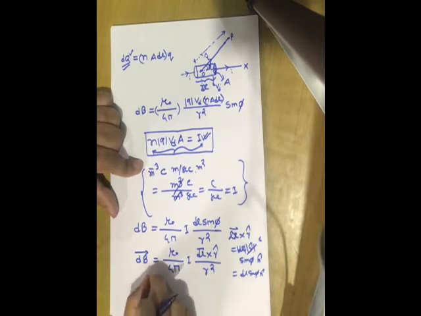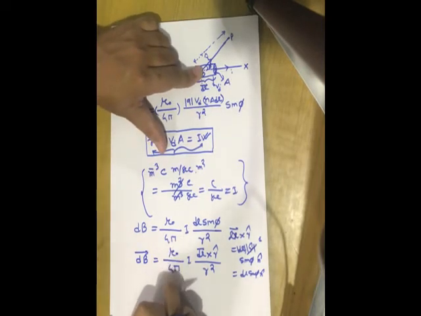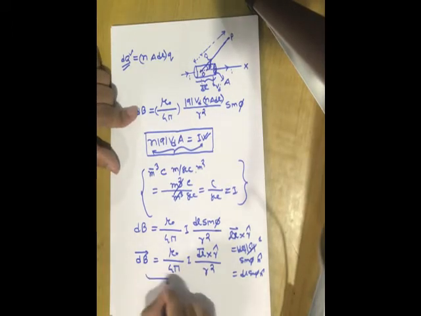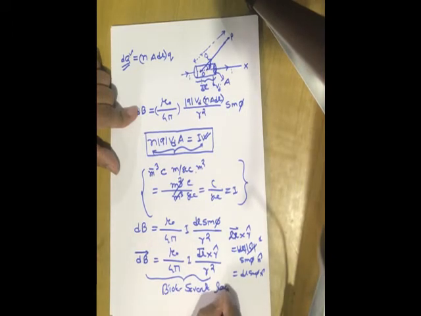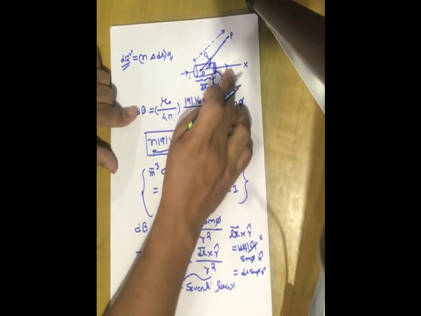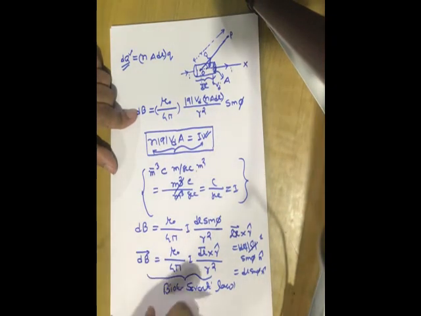So in vector notation, if the current element dl is carrying a current I, then the magnetic field at a distance r from the center of that element is given by mu naught divided by 4 pi, I dl cross r cap divided by r square. This is another statement of the Biot-Savart law. So if you have a current element dl carrying a current I, then at a distance r from the center of the current element, the magnetic field dB is equal to mu naught over 4 pi, I dl cross r cap over r square.